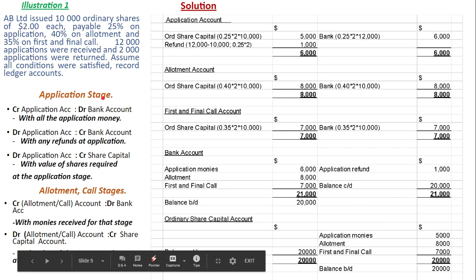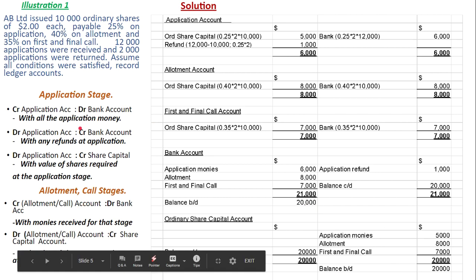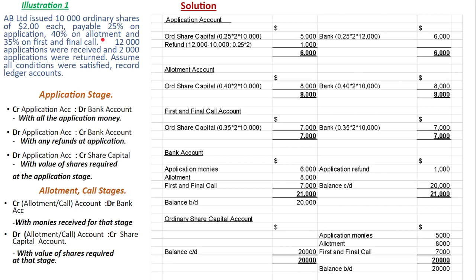Next accounting entry, we go to the allotment stage, credit allotment account and debit bank account. There is the accounting entry note. Allotment stage, we are told that 40% was paid on allotment. So we simply credit allotment account, narration bank, 40% times $2 times 10,000 will give us $8,000. Double entry, we debit bank account with the narration allotment monies, $8,000.